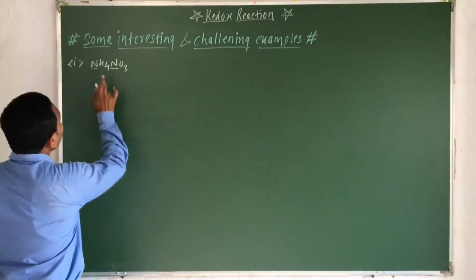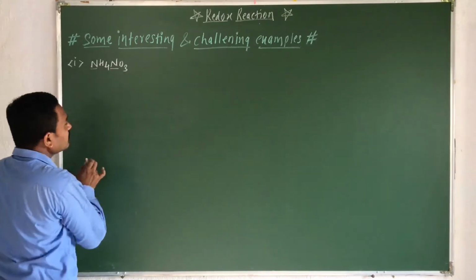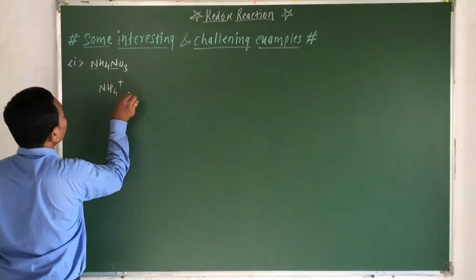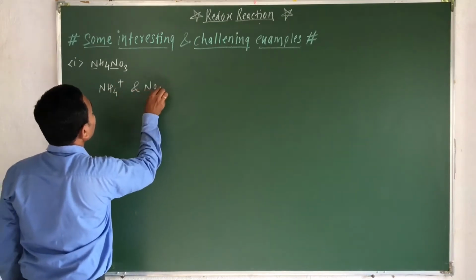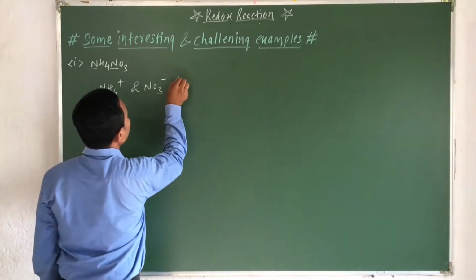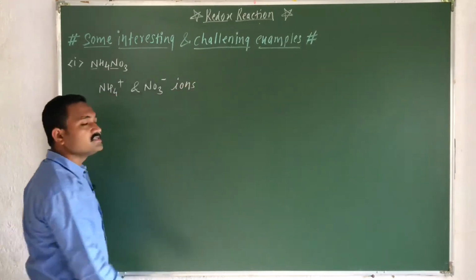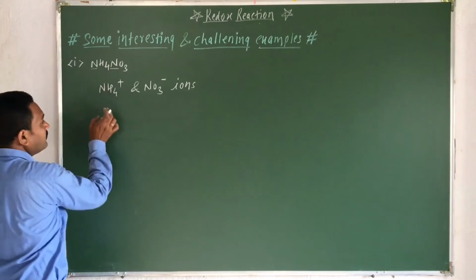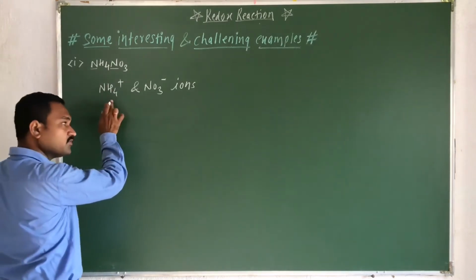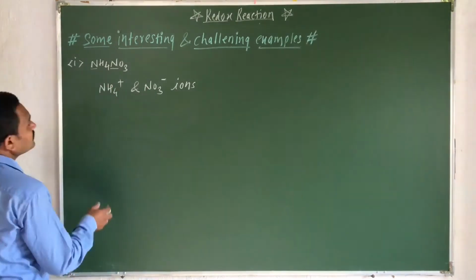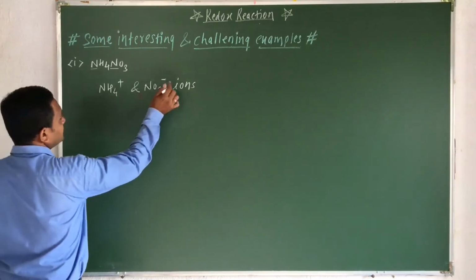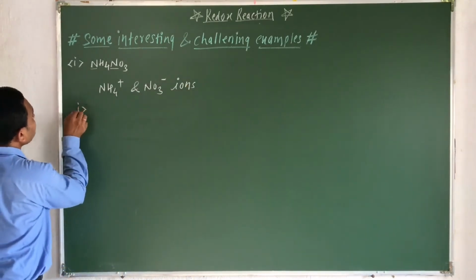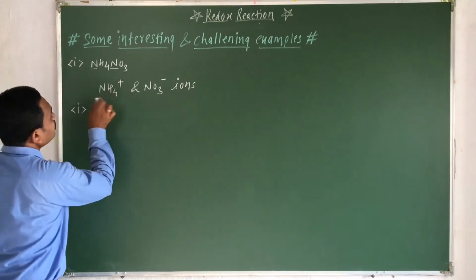Generally, NH4NO3 is made up of NH4 plus ion and NO3 minus ion. So this is an ionic compound. If we dissolve this compound, there will be the formation of NH4 plus and NO3 minus. So these are the two ions of which it is made up. Now let us calculate the oxidation number in the NH4 plus ion.